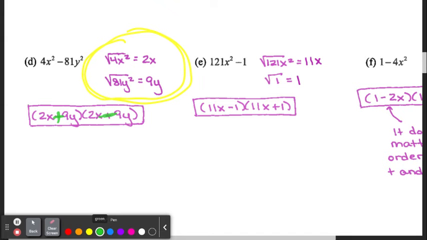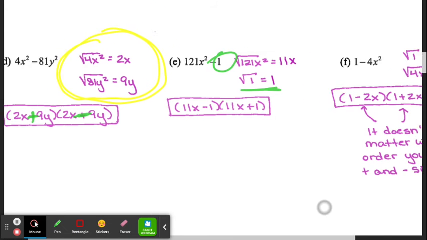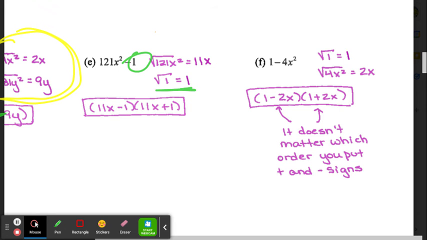So for letter E, 1 gives a lot of people grief. You can take the square root of 1. It's a perfect square because 1 times 1 is 1. And then this last one, what do we got hiding out over here? Okay, it doesn't matter which order you put the plus and minus signs. So I took my square root of 1 first, put that there. And then the square root of 4x squared is 2x to the 1.